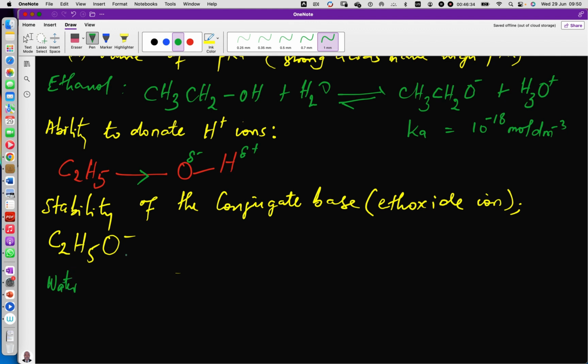The acidity of water. You will see here that water will give the OH of the hydronium ion.